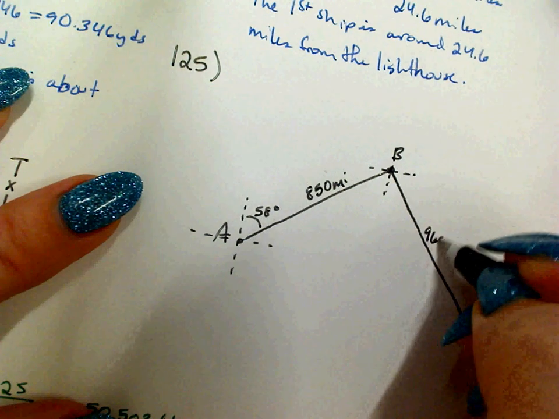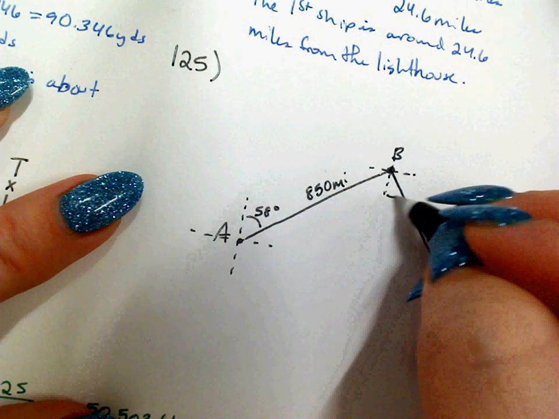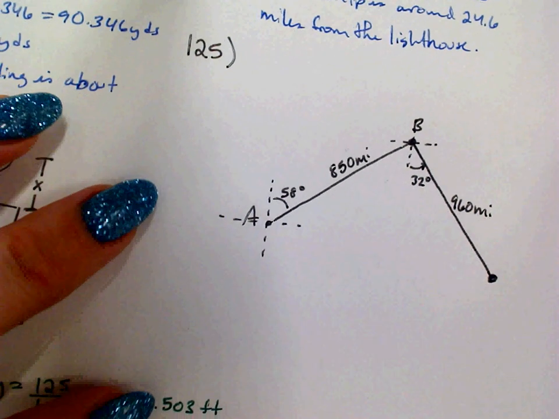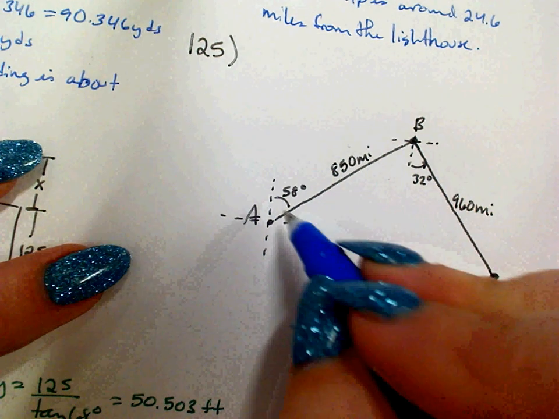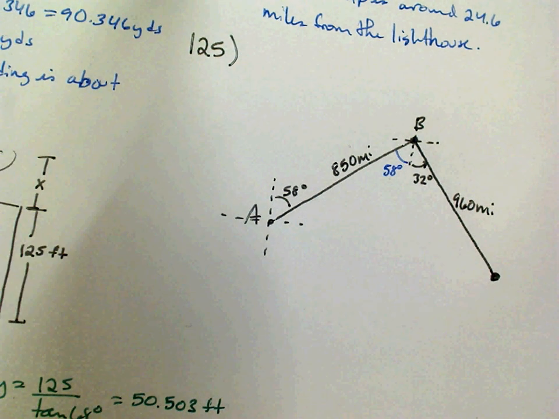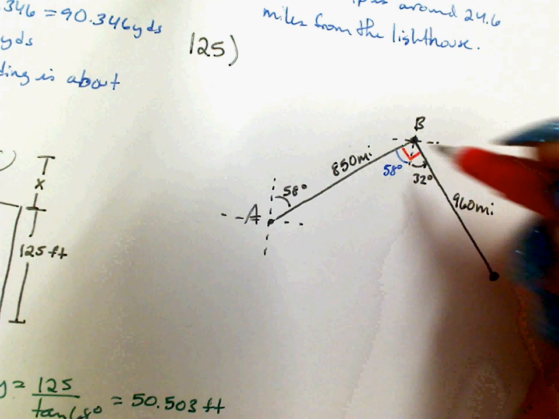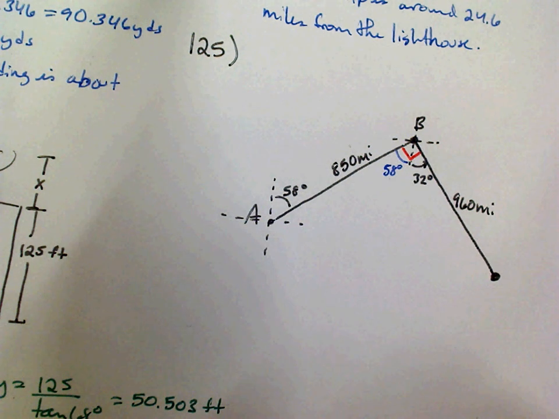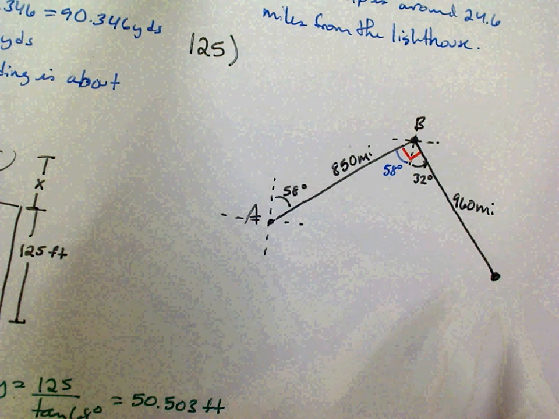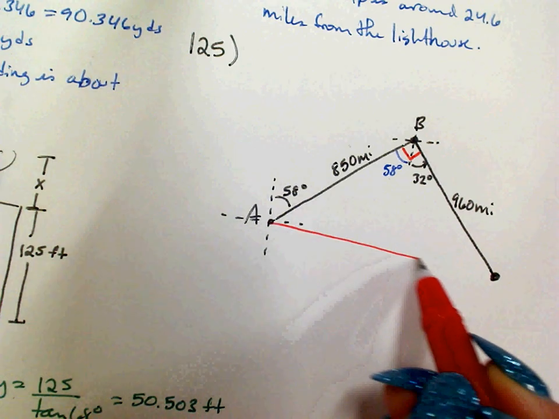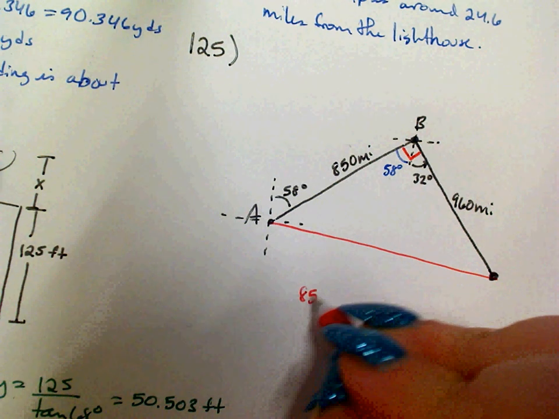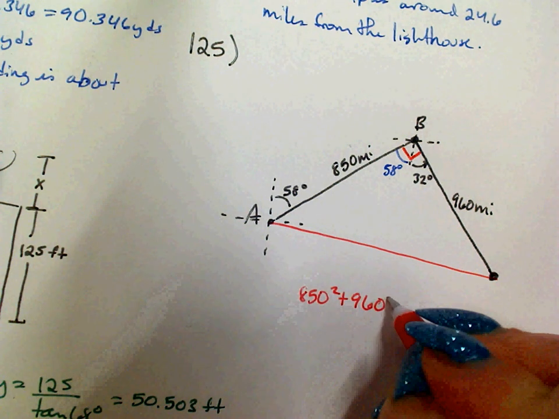So south 32 degrees. And if this is 58 degrees, alternate interior tells me that that's also 58, and 58 plus 32 is 90, which tells me that I am dealing with a right triangle. And part A says find, to the nearest tenth of a mile, the distance from city A to city C. So we're trying to find this distance right here. So what I know is that if this is a right triangle, then I've got two legs of the right triangle. So the square root of 850 squared plus 960 squared equals x.